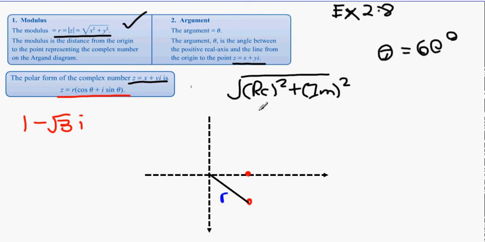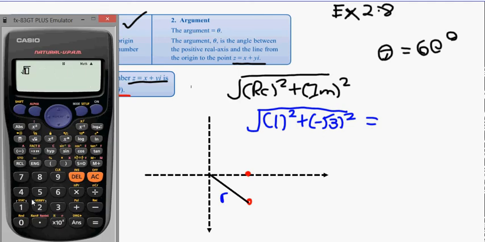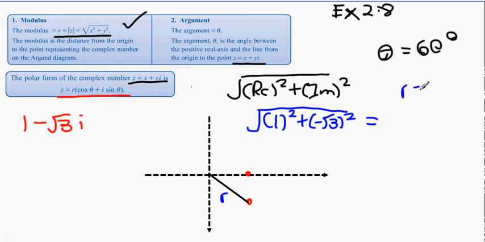Okay, so what we're going to do is once again put it into real squared plus imaginary squared. So it's going to be 1 squared plus minus root 3 squared. Put that into the calculator. So we get the square root of 1 squared plus minus root 3 squared, and what we get here is r equals 2. So r equals 2.